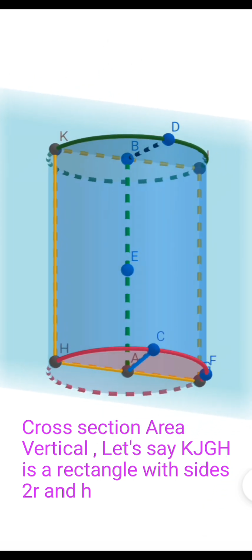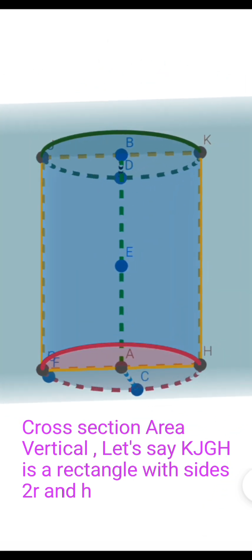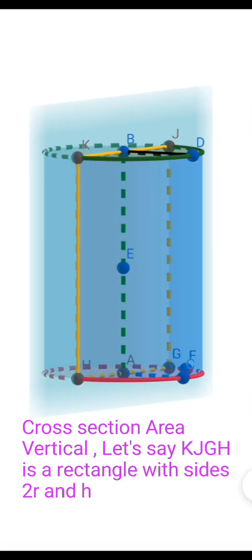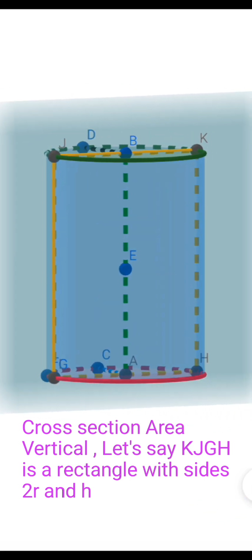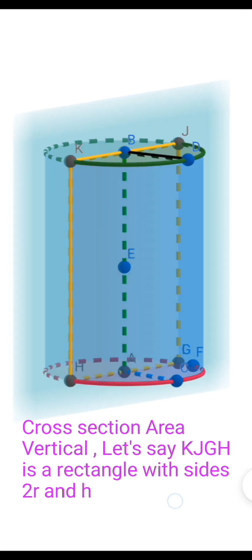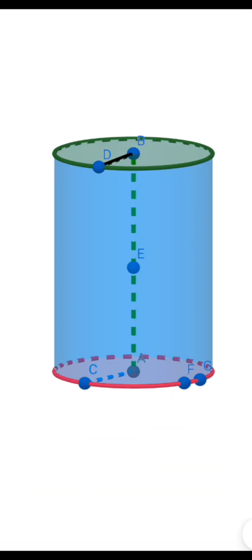In this case, even if in the question it is not given what is the length of the cross section area, we can easily find it out, because it is equal to the diameter of the circle. So I hope vertical cross section is clear. So now let's move on to another topic.